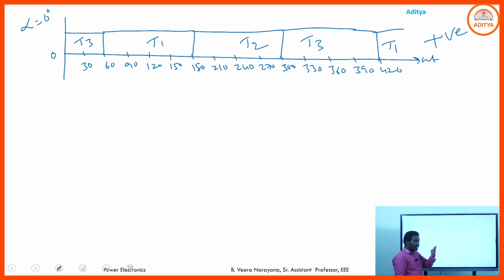Previously we have T1, T3, T5. Instead of T1, T3, T5 you have T1, T2, T3. Very, very important. T1, T2, T3, again 1, 2, 3. That is the sequence. If you choose alpha equal to 0, T1 comes to the on state at 60. The negative group SCR conducts from 120 to 240. What is the negative group SCR actually?